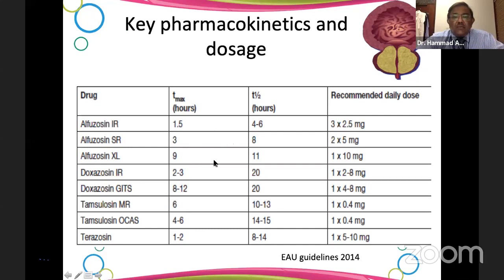This is the half-life, and that basically explains why most of these alpha blockers can be used as once daily dosage. So tamsulosin MR and OCAS have half-lives close to about 12 to 14 hours, and that's why they can be used as once daily dosage. Same is for alfuzosin, but alfuzosin again has to be an XL preparation for once daily doses. Otherwise, if you use 5 milligram alfuzosin SR, then it has to be twice a day.